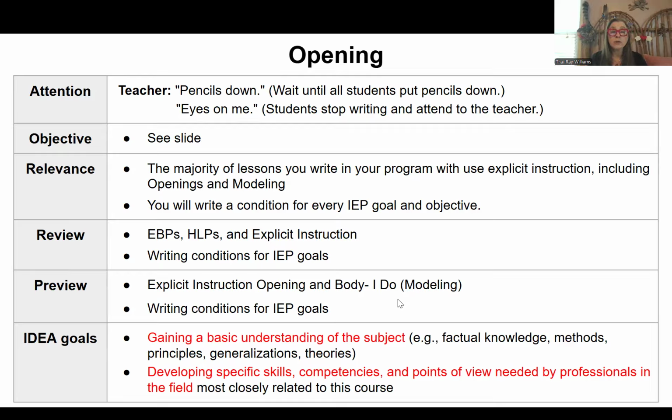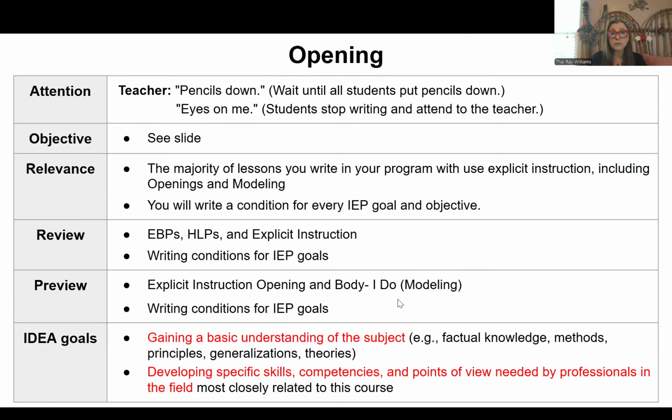Not only that, you're going to be writing those conditions and IEPs and objectives throughout your career and in your program. So during class, we'll do our review. Remember, we don't do the review through the video because it is an interactive activity, but we're going to do a review of evidence-based practices, high leverage practices, and then talk some more and dive in and see what do you remember about explicit instruction. And then we'll go over and do a quick review of what we've learned previously about conditions for IEP goals.